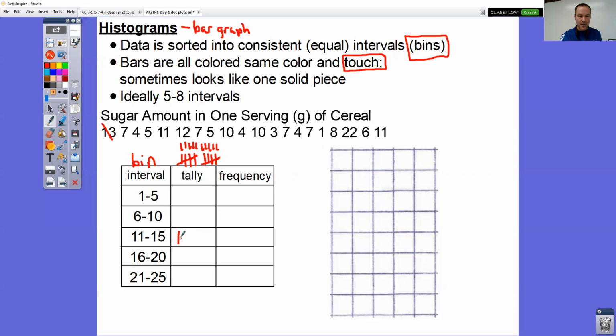So we're going to put one tally mark in the 13 area. 7, 4, 5, 11, 12, 7, 5, 10, 4, 10, 3. Notice that I'm putting my slash through it like that.